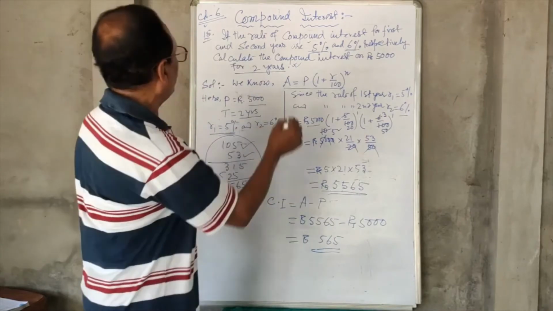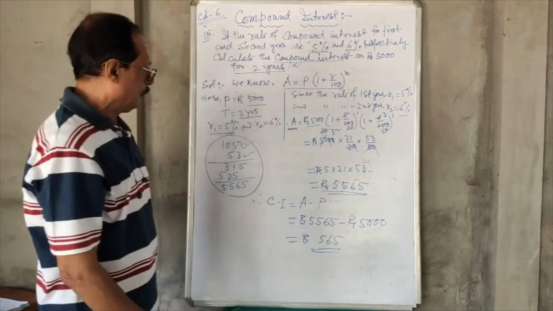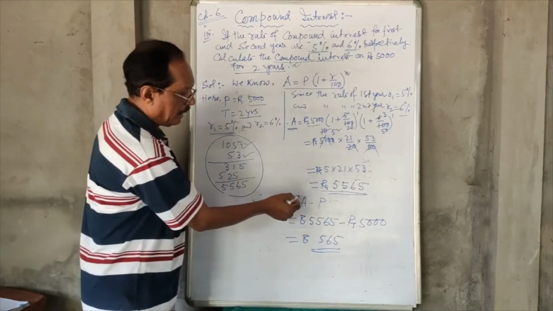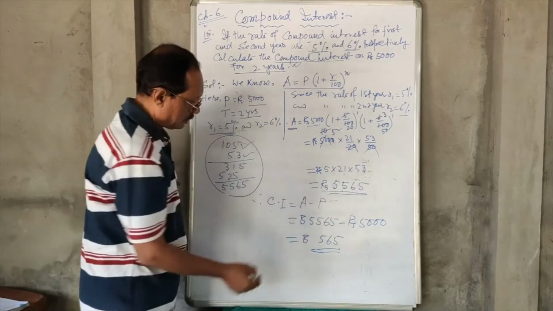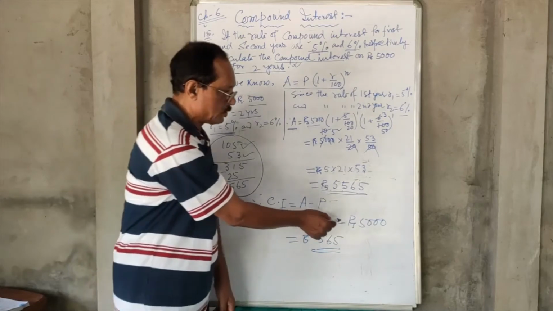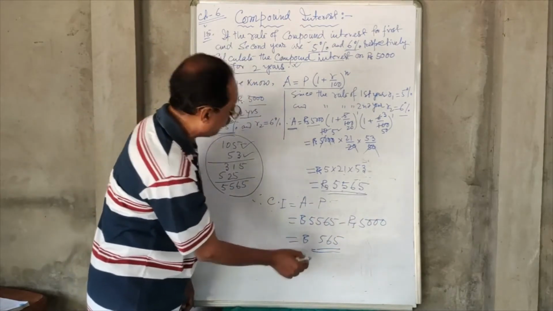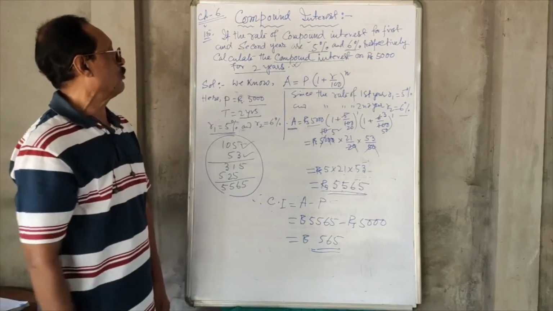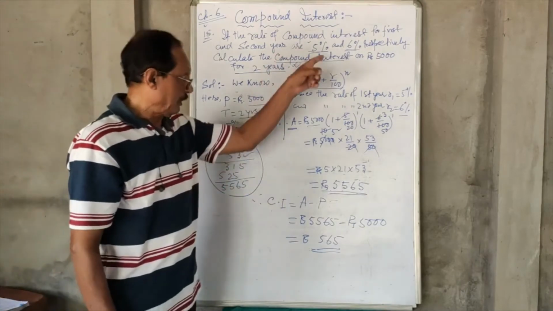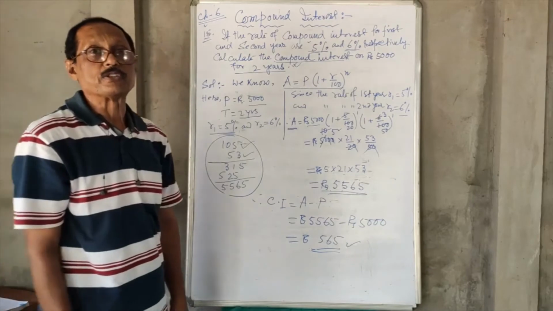But I have to calculate the compound interest. Compound interest is equal to the amount minus principal. So the amount is 5,565 and the principal is 5,000 rupees. So finally the compound interest for that 5,000 rupees for 2 years, at 2 different rates of interest, 5% for the first year and 6% for the second year, will be coming as 565 rupees.